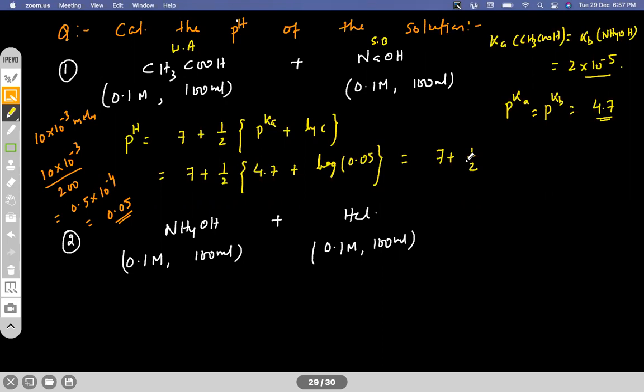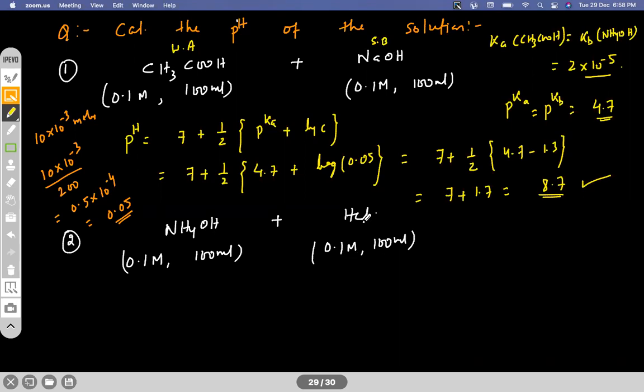Could you check the log of 0.05? What is the value we have? Just cross check once. Log of 0.05, what is the value? Tell me. It is again minus 1.3, correct? Okay. So this would be 4.7 minus 1.3. Tell me, what is this value you are getting? 3.4 by 2. So 7 plus 1.7, 8.7 we are getting. Basic. It should be basic only because base is strong over here.